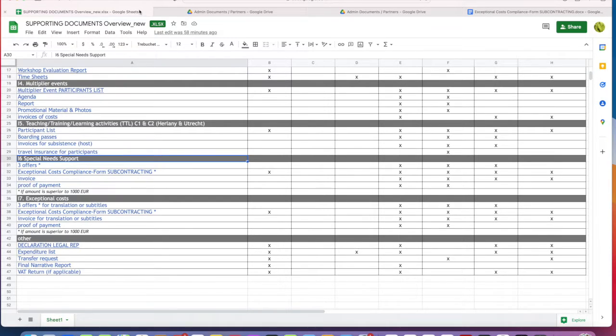So it's not allowed, for example, for an employee or a person who is on the payroll of your organization to do, for example, the translation work. It needs to be subcontracted. So this is it about these two categories, special needs support and exceptional costs.